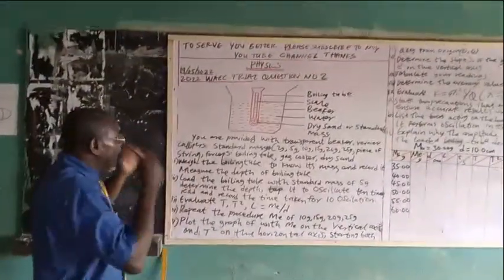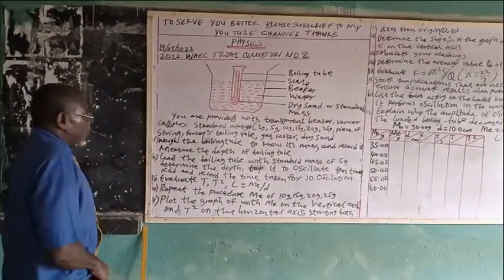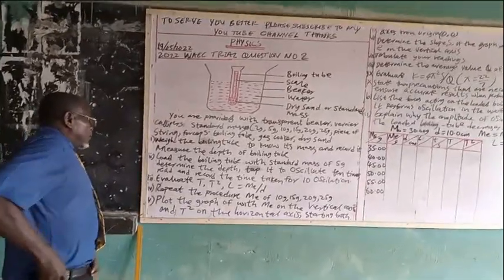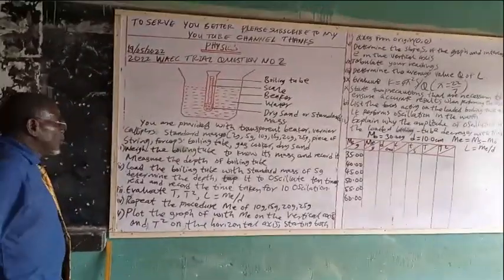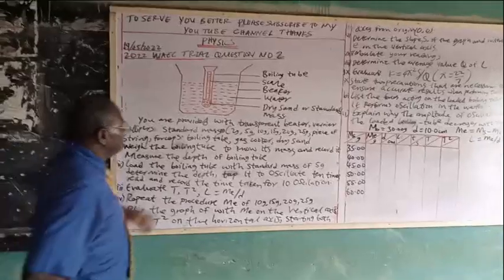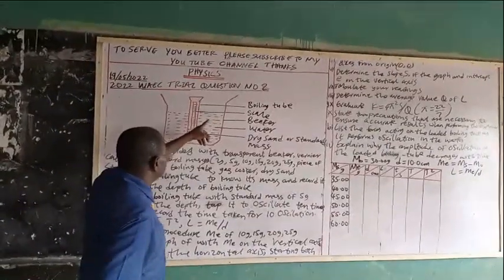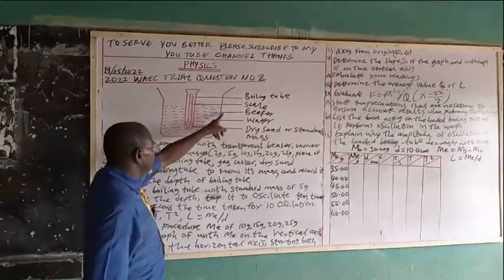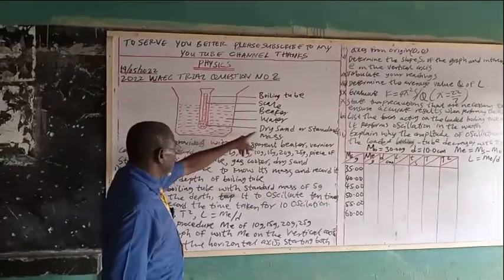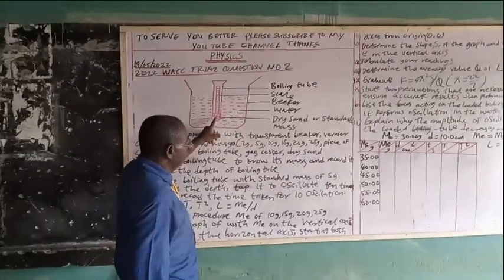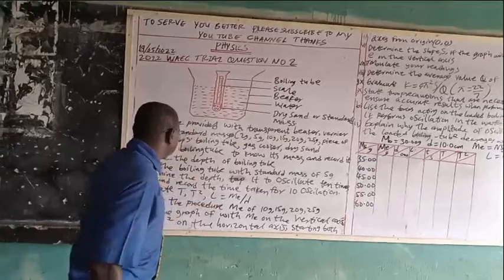2022 WAEC question number 2. This is the diagram of the question. This is the boiling tube. This is the scale. This is the beaker. This is water. This is the dry sand or standard mass to be placed here.